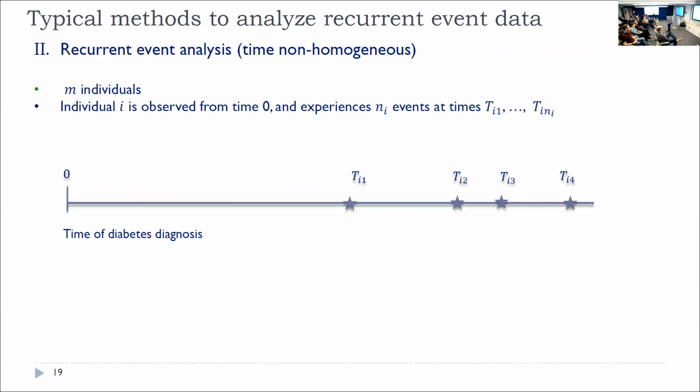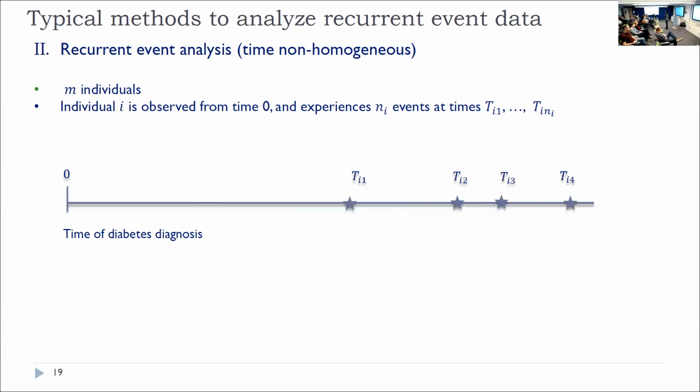So here is a tiny bit of notation, that's it. Here I have, let's say, N individuals. This is individual i, this is their example trajectory. I'm following them from some time 0, which is their time of diabetes. And the i'th individual experiences N_i events. And why do we say N_i? Because each individual can have a different number of events. So i is specific to the i'th individual's events. So in this example, N_i is equal to 4.